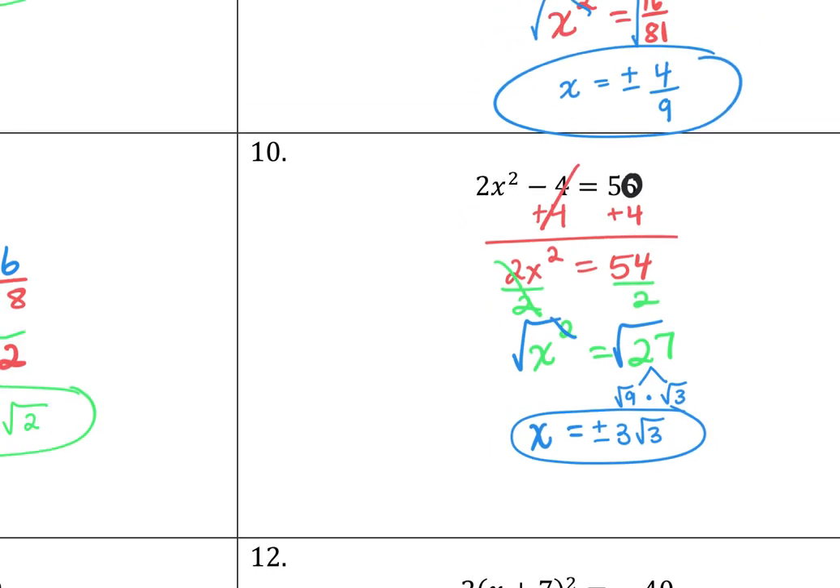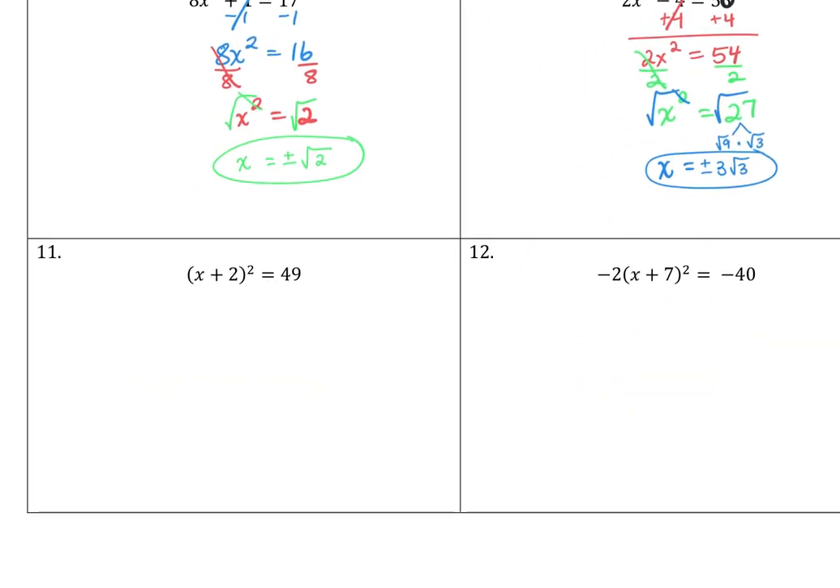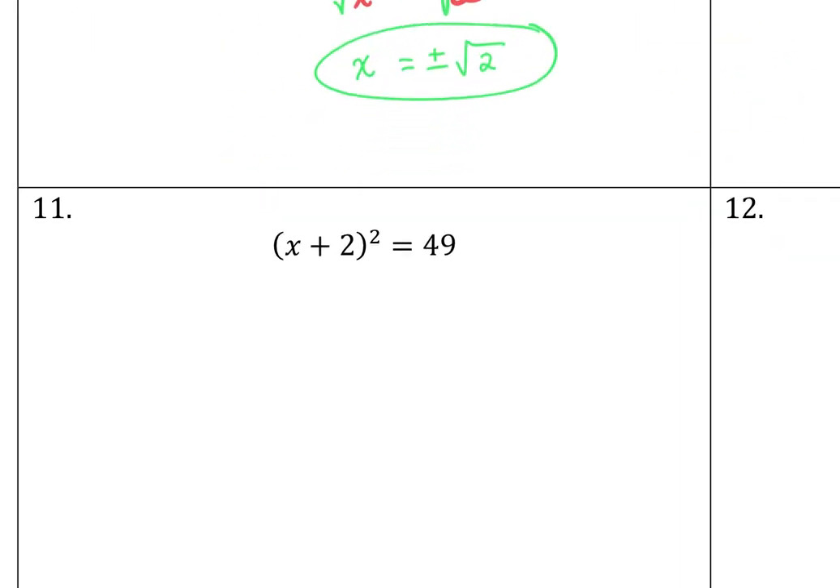All right, our last two look a little different because these now look like vertex form. So when we are simplifying them in vertex form, it's a little different because if you think about just order of operations like we were talking about, we would undo whatever's in parentheses last. So this time we're going to go ahead and take the square root of both sides first.